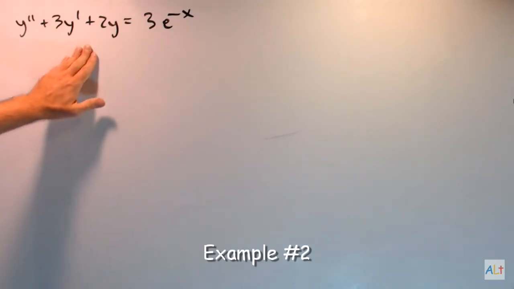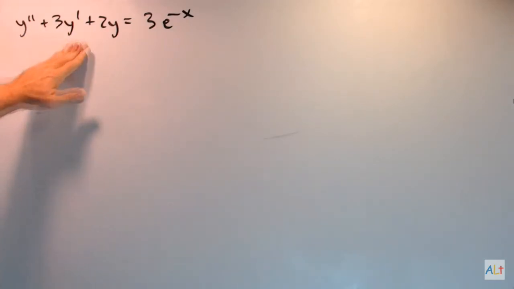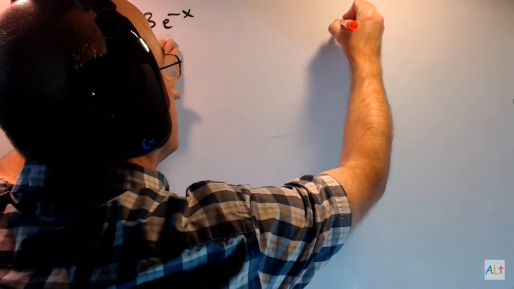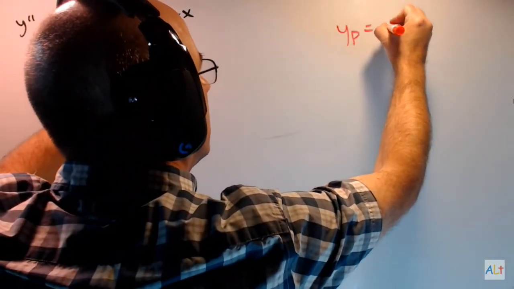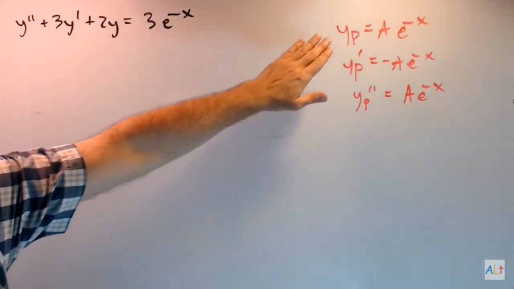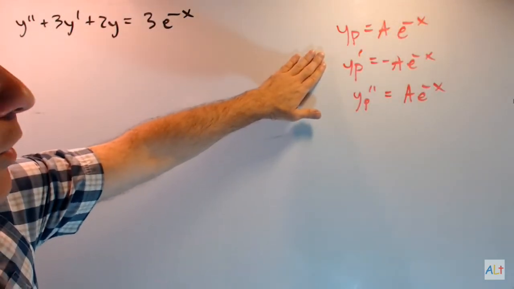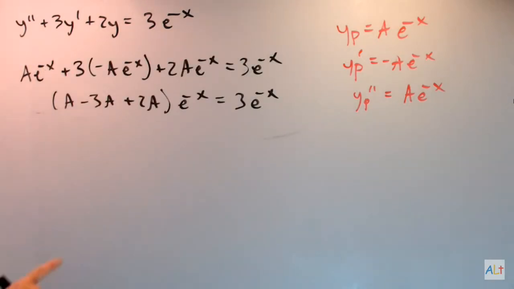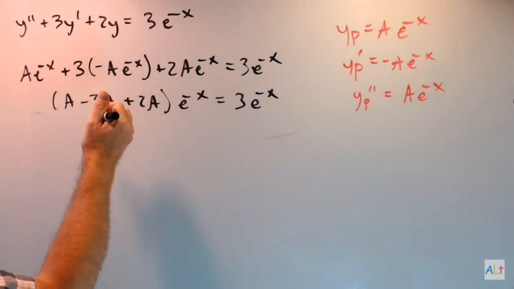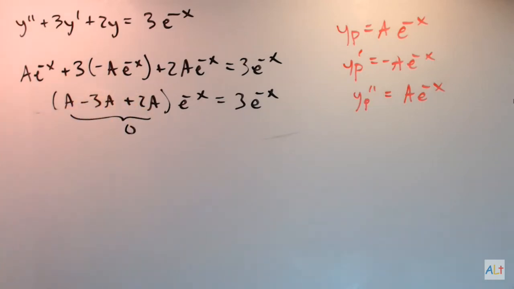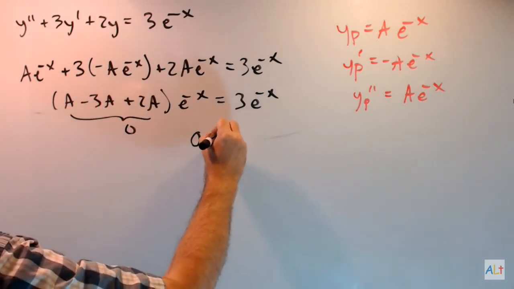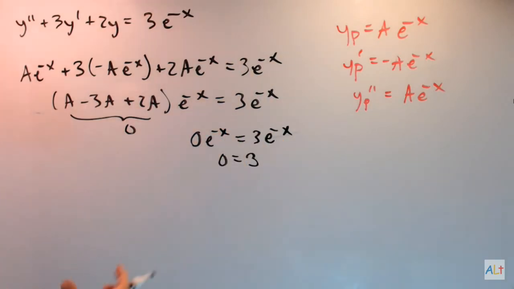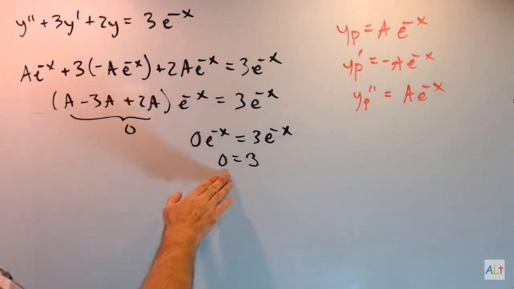All right, here's another example with the same complementary solution as before. Now we need a solution that includes e to the power of negative x. Now there's a problem with this solution. It's not the right solution. Let's see what happens when we substitute. a minus 3a plus 2a is equal to 0. So we've got 0 e to the minus x equals 3 e to the minus x, 0 equals 3, which is obviously no good. What is this telling us?